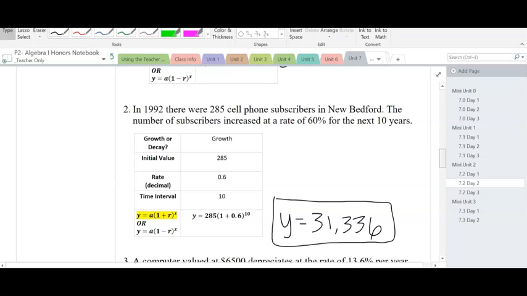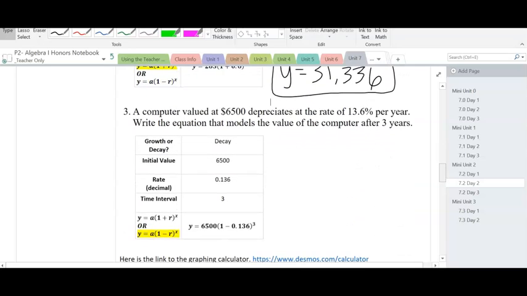And I can do it with one more example. So yesterday we knew a computer valued at $6,500 depreciates at the rate of 13.6% per year, and it wants to know the value of the computer after 3 years. So since it's depreciating, we know it's decay. We know our initial value is 6,500. Our rate as a decimal is 0.136, and our time interval is 3. So we plugged it into the formula to get y is equal to 6,500, and then in parentheses, 1 minus 0.136, all raised to the third power.